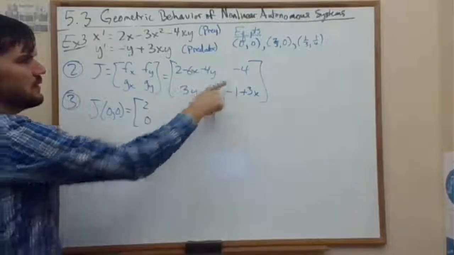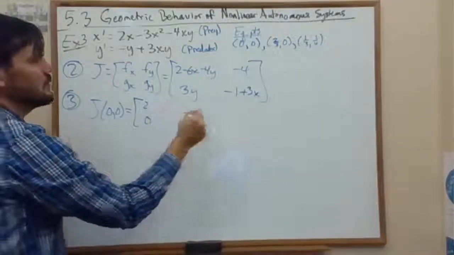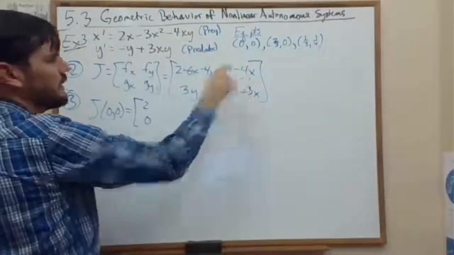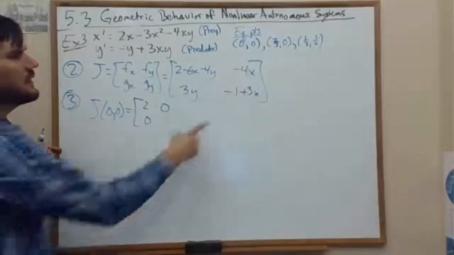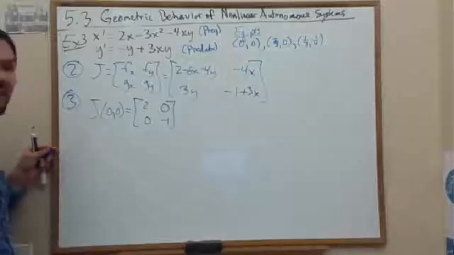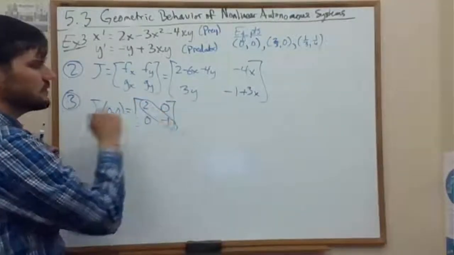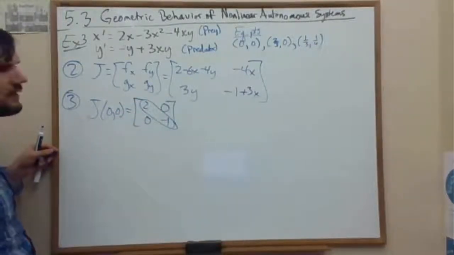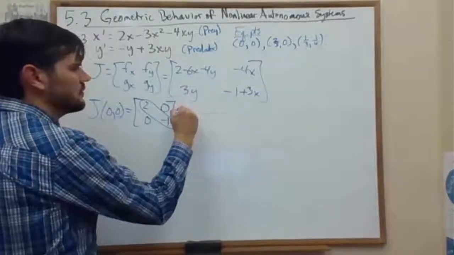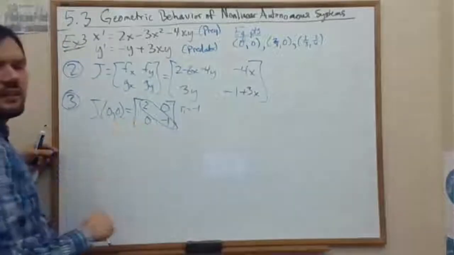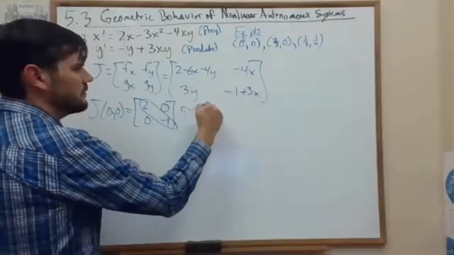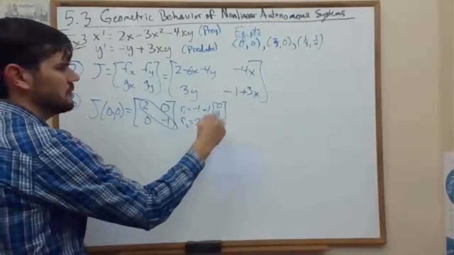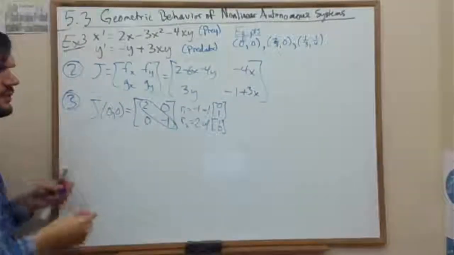At 0, 0, we get 2, 0. That should be at negative 4x, so we'll check here, take the y partial, negative 4x, which makes it 0, negative 1. Okay, well, this is diagonal. So we know the eigenvalues are 2 and negative 1. We know the eigenvectors are 1, 0 for the 2 and 0, 1 for the negative 1. I'll set my first root to be the negative or lowest value. Its eigenvector is 0, 1, the y-axis direction. So those are the first two things that jumped out at me.